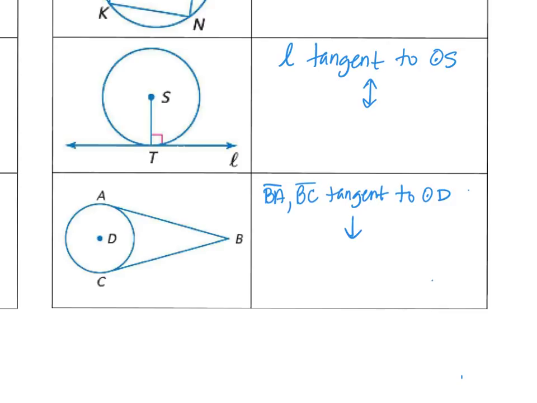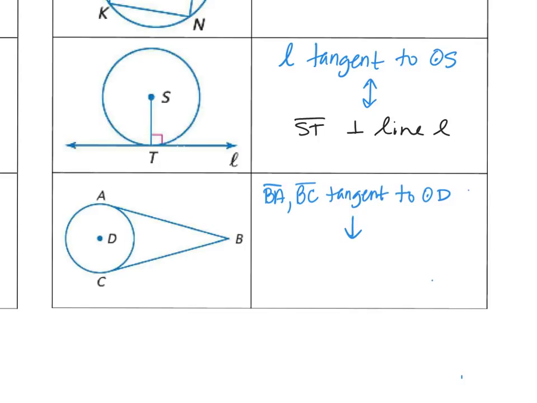So what this theorem tells us is that when we have a line that's tangent to a circle and we have a radius drawn to the point of tangency, then that radius and that line have a relationship, and the relationship is that they are going to be perpendicular to each other. So if line L is tangent to circle S, then we may conclude that segment ST, the radius drawn to the point of tangency, is perpendicular to line L.